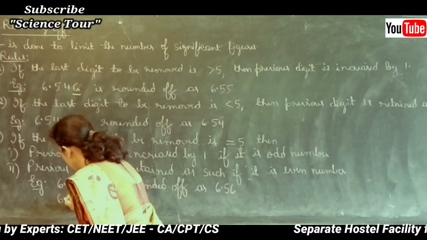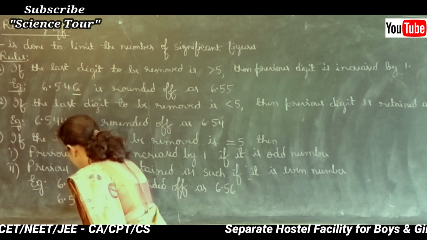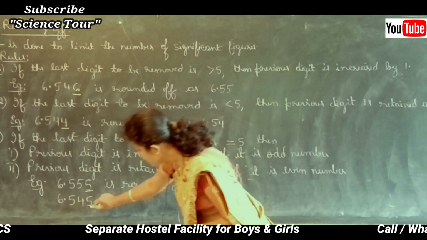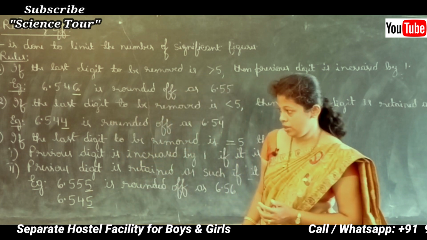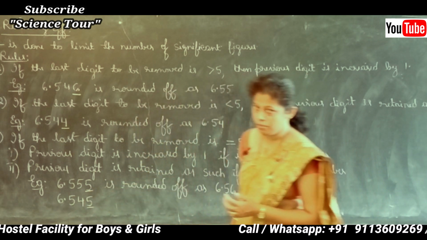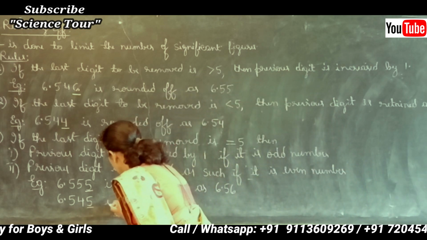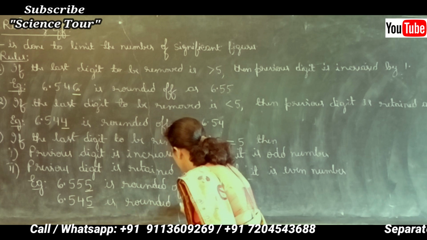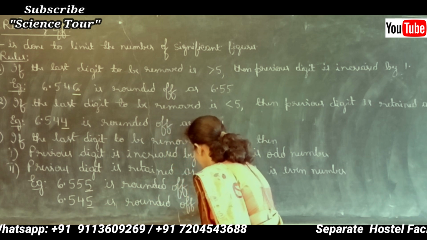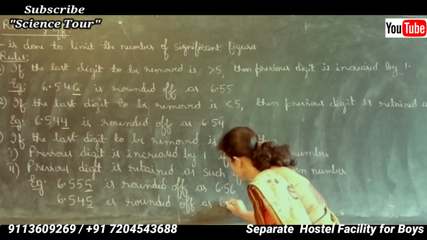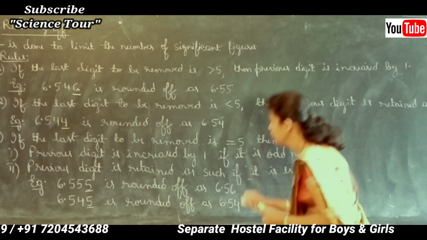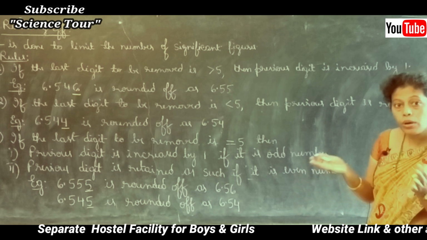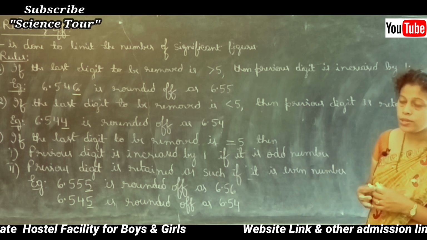Let's have another example. 6.545. The last digit to be removed is 5. The previous digit is an even number. Then the previous digit is kept as it is. Hence the number after rounding off becomes 6.54. So these are the rules you have to follow whenever you want to limit the significant figures.